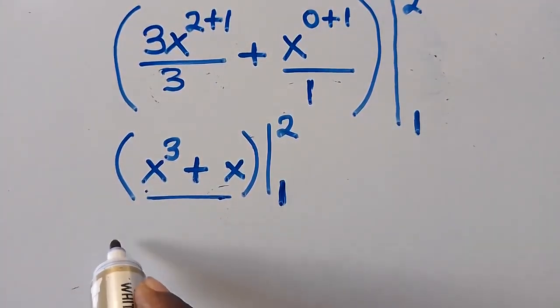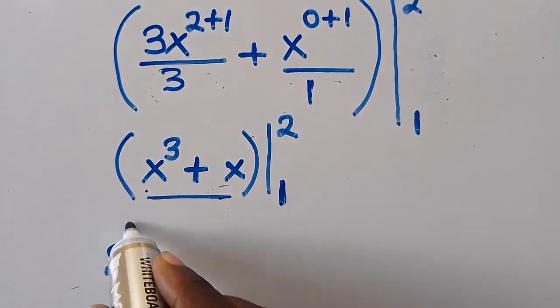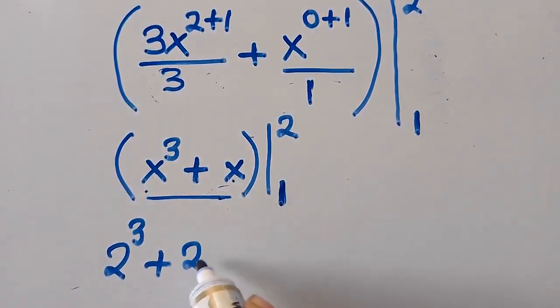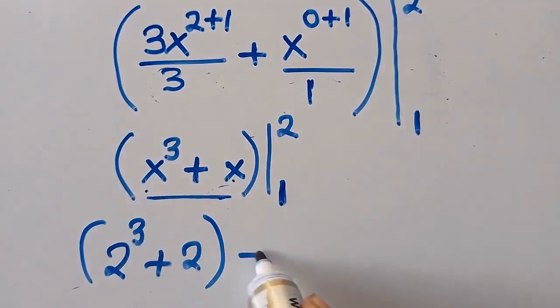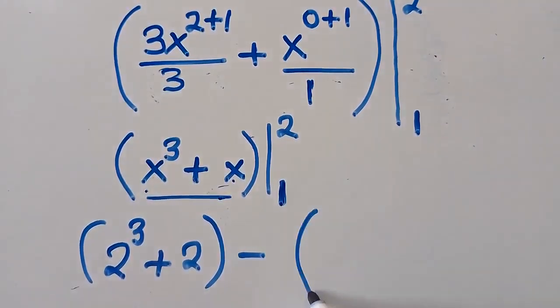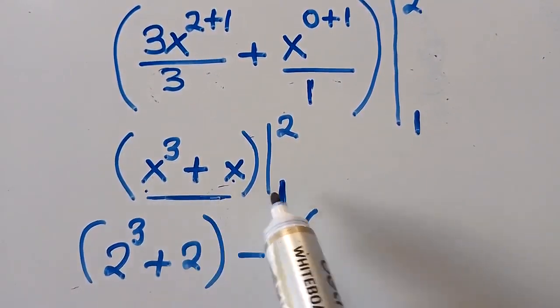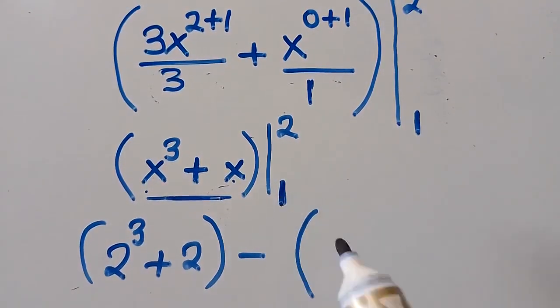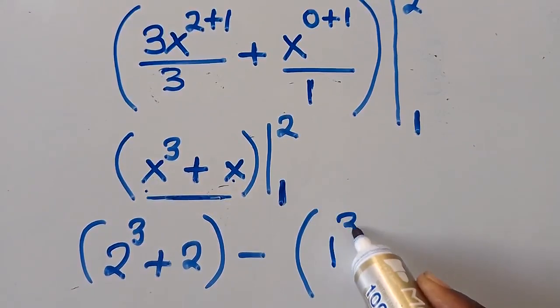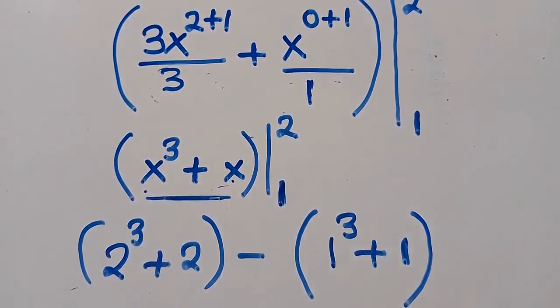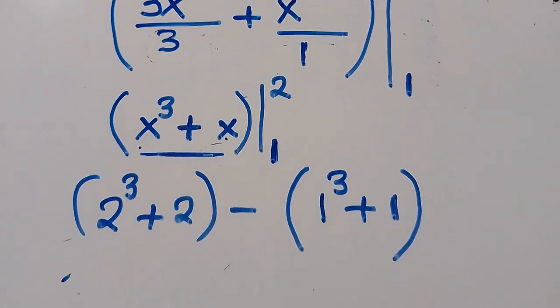So I'm going to say 2 to the power 3 plus x is 2. I'm going to do that. Then I say minus, open bracket. Then where there is x in this expression, I'm going to put the lower limit, which is 1. Which is 1 to the power 3 plus 1. This is what I'm going to do. Have you seen? This is what you need to do.